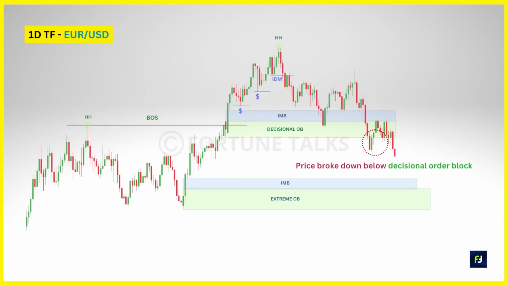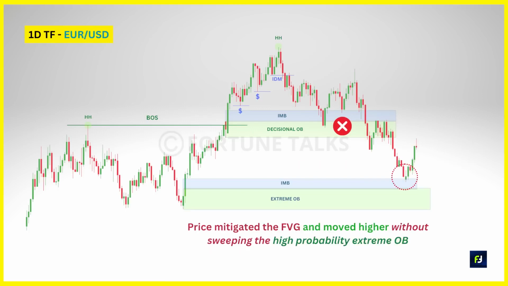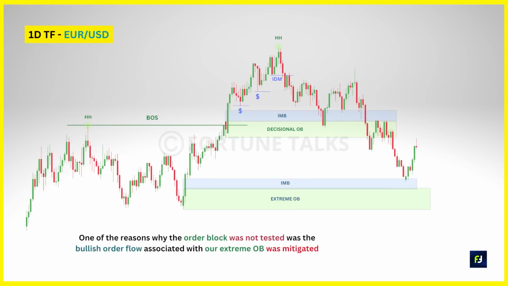So here, the price took a reaction from the decisional order block, but then it broke down below this order block. Keep in mind that the order flow and order blocks are just a one-time use thing. So we will neglect the decisional order block now. Then the price declined lower and it mitigated the imbalance and interestingly moved higher without taking our high probability extreme order block.